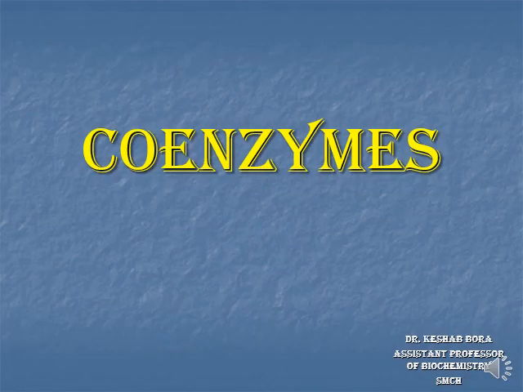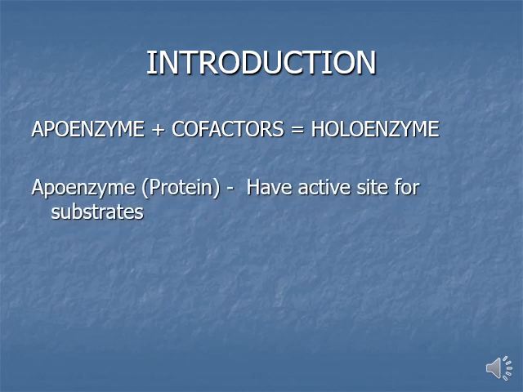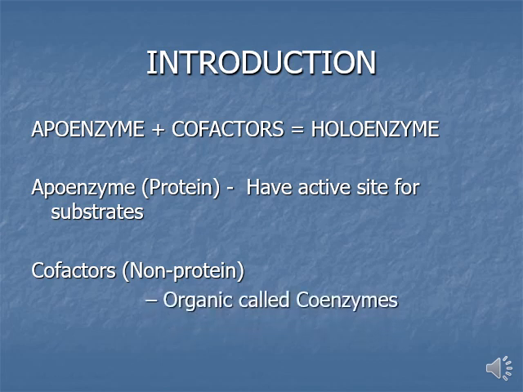Dear students, today I am going to talk about coenzymes. Holoenzyme is made up of apoenzyme and cofactors, where the apoenzyme is the protein part and has the active site for substrates, and the cofactor is the non-protein part, which may be organic, called coenzymes, or inorganic metal ions.